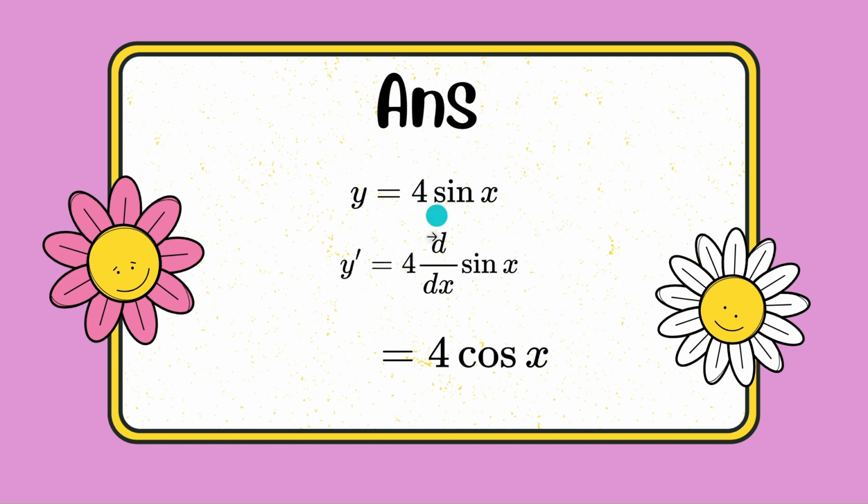So this is our answer. We just basically isolate sine and we take the derivative of sine, which we know is cosine because we just proved it, and it's going to be 4 times cos x. And that is our answer.